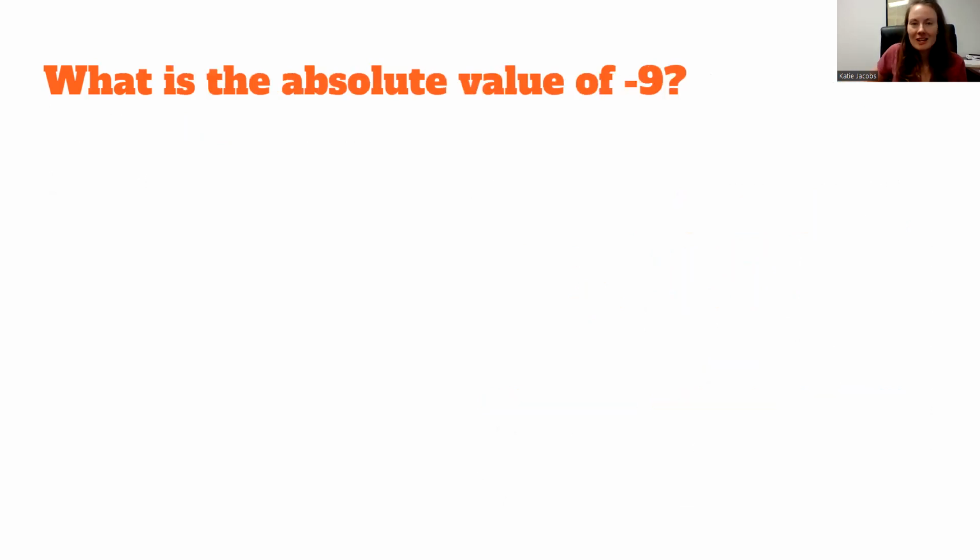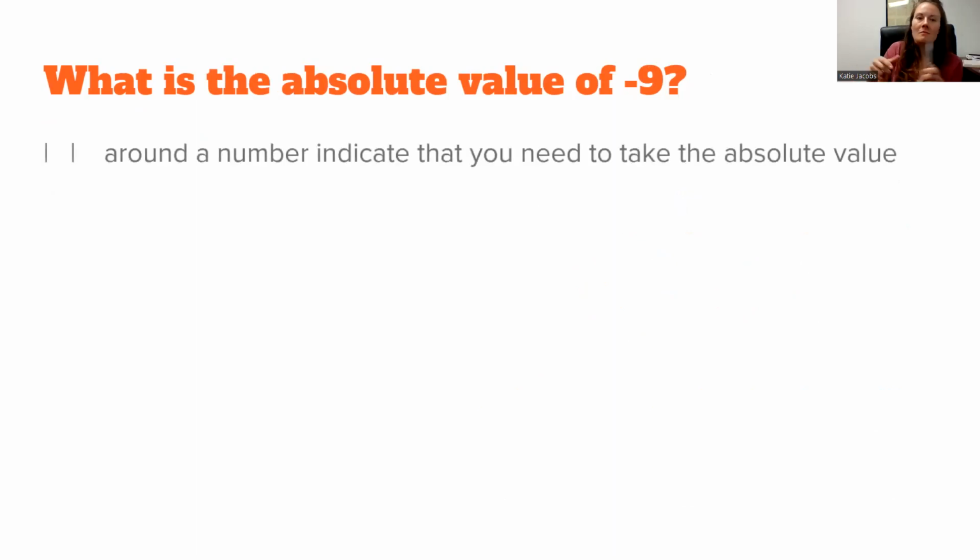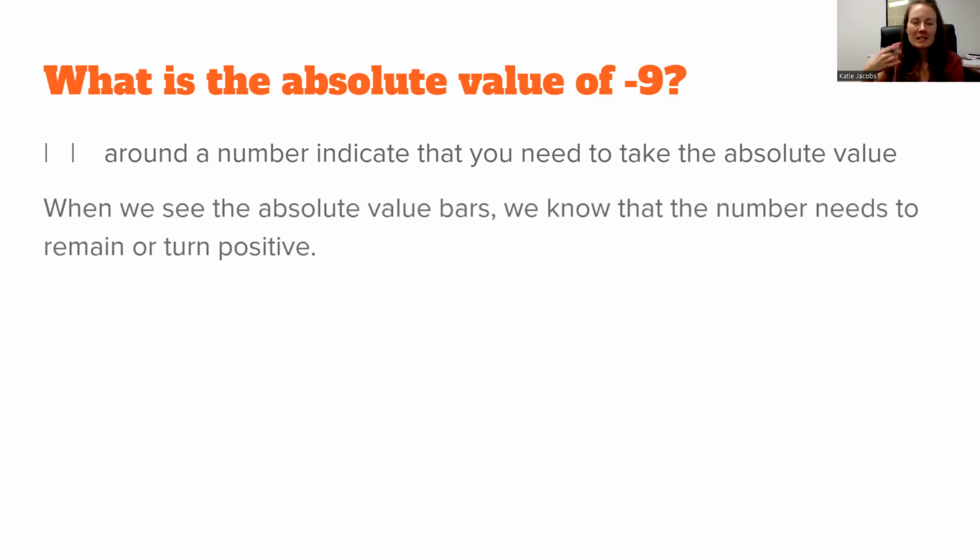All right, so then here's another tricky one. What is the absolute value of -9? Again, this might be something you haven't seen for a few years or more. What is the absolute value of -9? Okay, so the symbol for absolute value are two vertical bars. So if we have those two vertical bars around a number, we're saying that we need to take that absolute value. And when we see these absolute value bars, we know that the number needs to remain or turn positive.